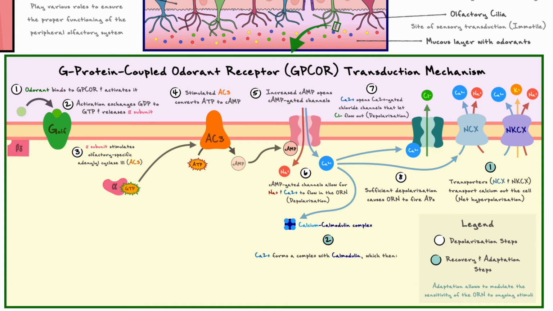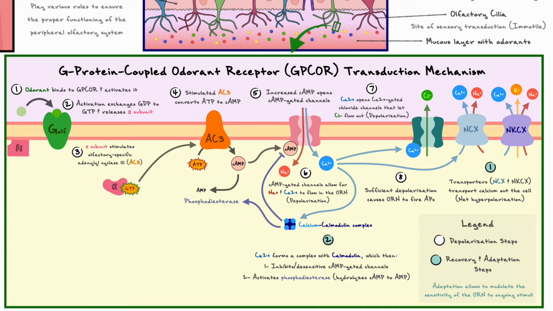Then, this complex can first inhibit or desensitize the cyclic AMP channels to cAMP, which will reduce the amount of calcium that enters. Second, the complex can activate a phosphodiesterase that will convert cyclic AMP to AMP, which again will decrease the amount of depolarization produced because AMP cannot open cyclic AMP-gated channels.